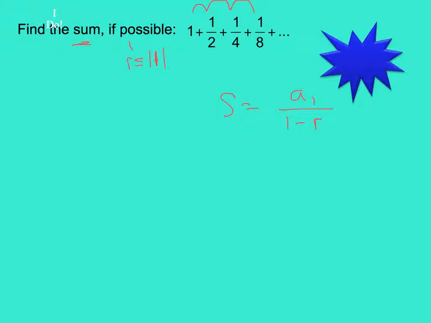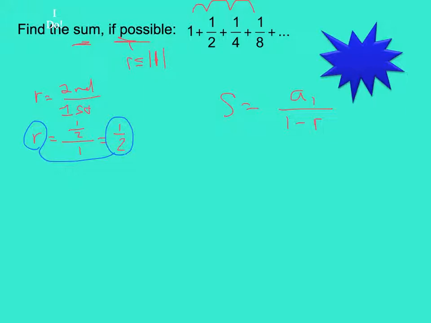So first I'm going to find the R because they said if possible. So if it's not possible, then I can just quit. So R, that's my second term divided by my first term. So that would be 1/2 divided by 1. Well, anything divided by 1 is just itself. So here my R is 1/2. Now if you're not good at fractions or there's multiple fractions, just stick it in your calculator and be done with it. So here's my R value. I got that. That's R.